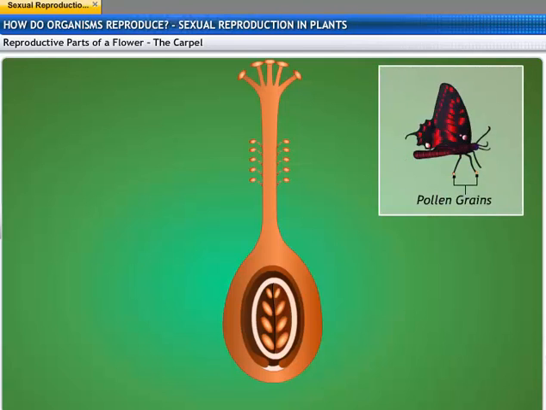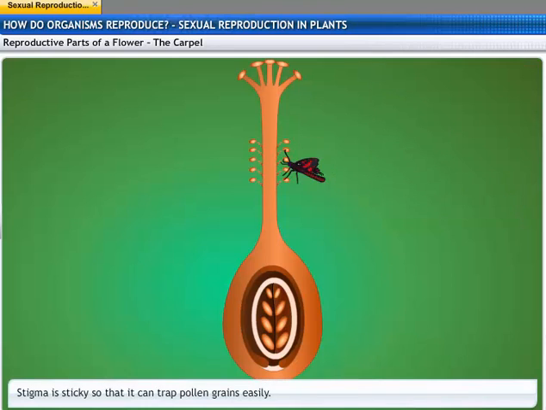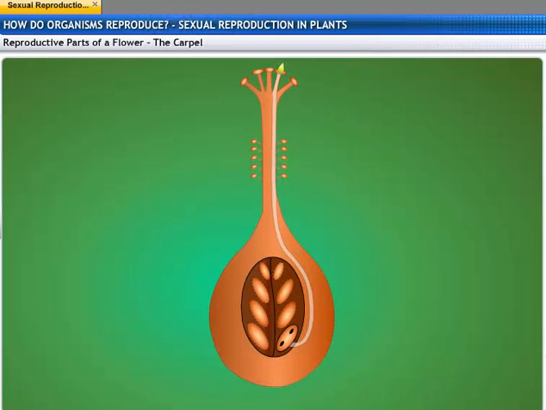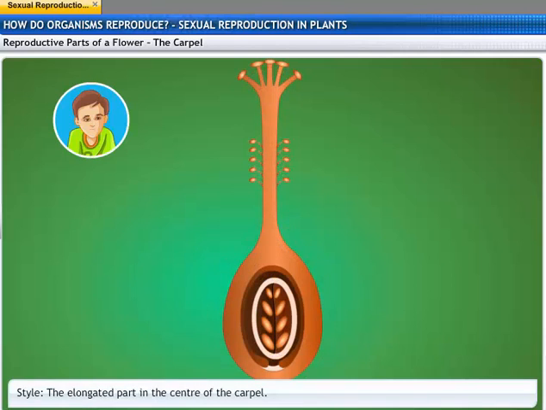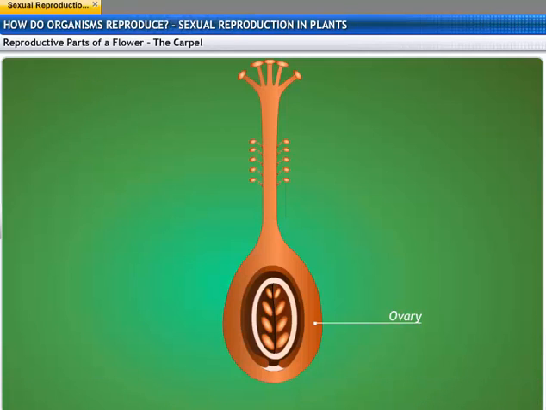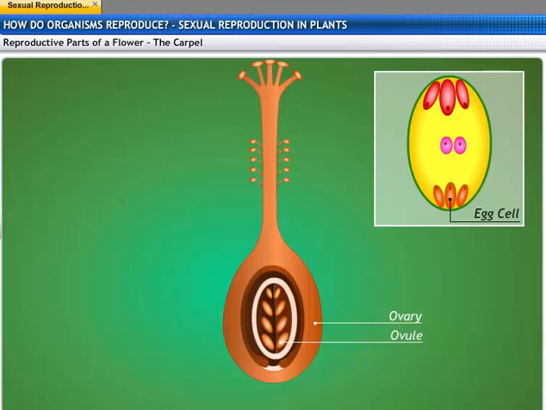That's right. When the butterfly carries the pollen grains from the stamen, the stigma can trap these pollen grains in its sticky surface. Then they can travel down to the ovary for fertilization. So the middle elongated part of the carpel is the style, and this swollen part at the bottom is the ovary? Yes, you got it. Now let's look at the ovary. The ovary contains ovules and each ovule has an egg cell.